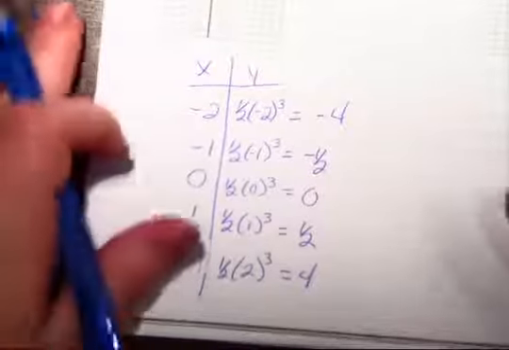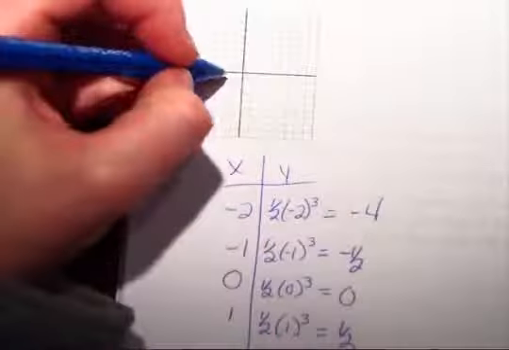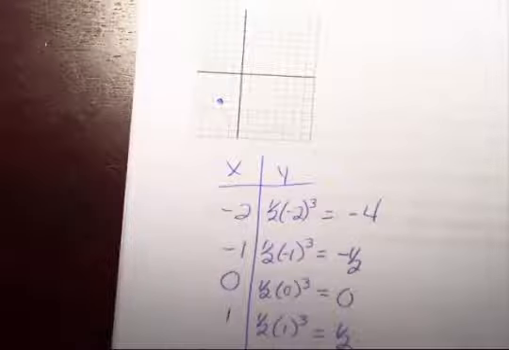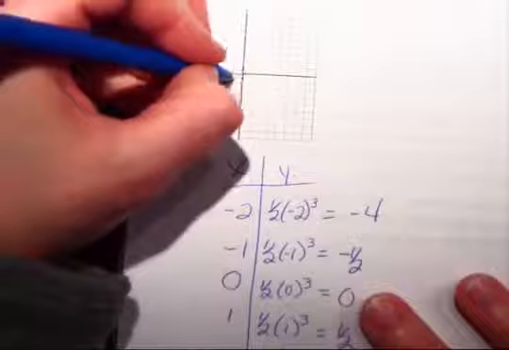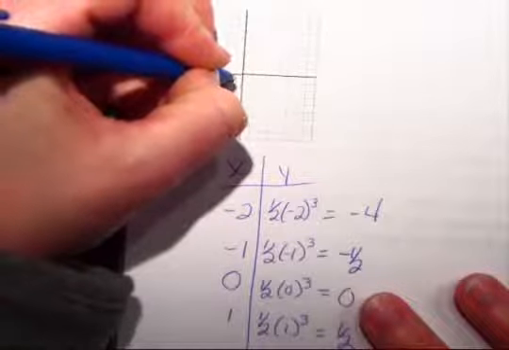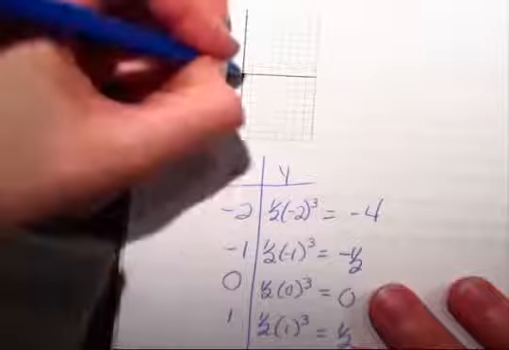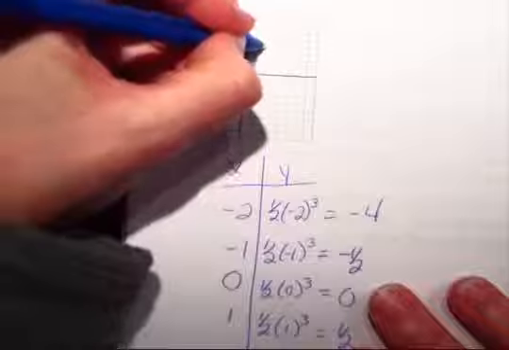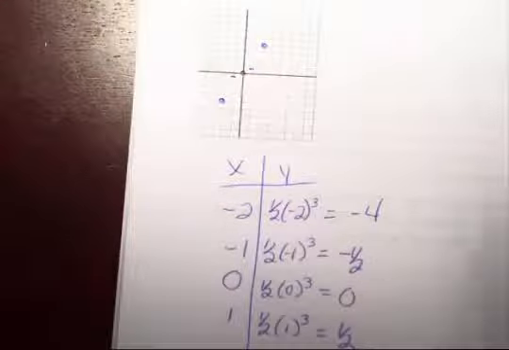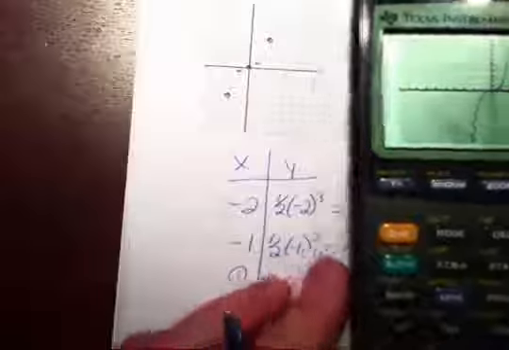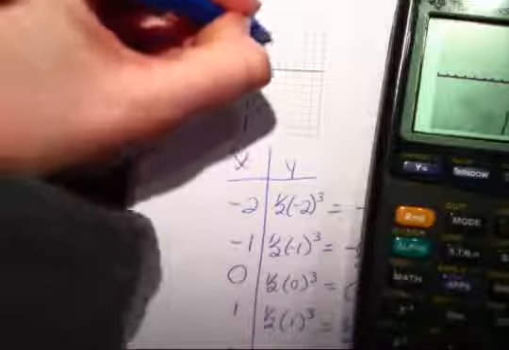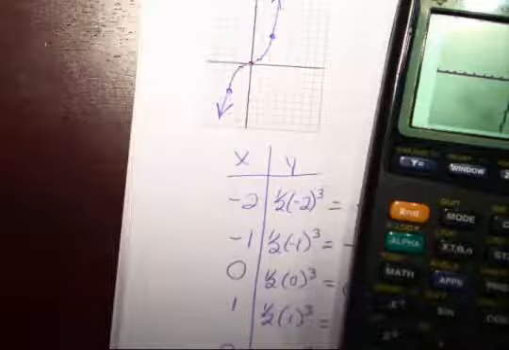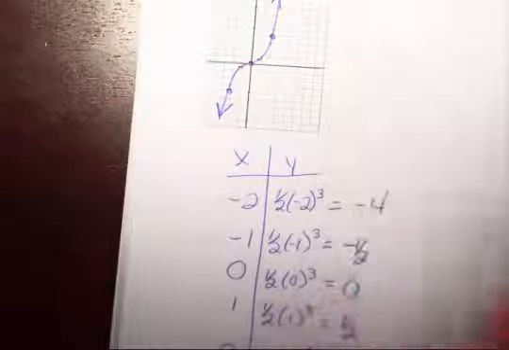Now let's plot our points. -2, -4. Left 2, down 4. There's my first dot. -1, down 1/2. There's my second dot. 0, 0 is right in the middle. Over 1 up 1/2, and over 2 up 4. You can kind of see how it really does look like this example on my calculator. So we're going to try to keep that general shape and go through all of our dots. By the way, the one on my calculator, you should remember that's called your parent function. And that's a nice graph.